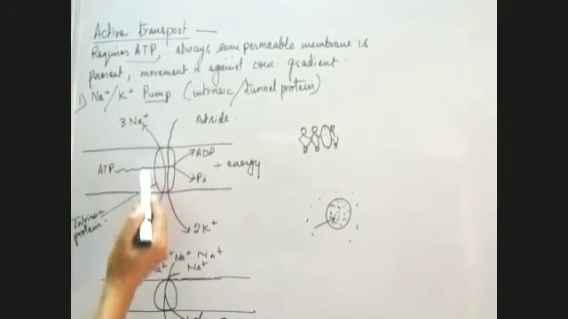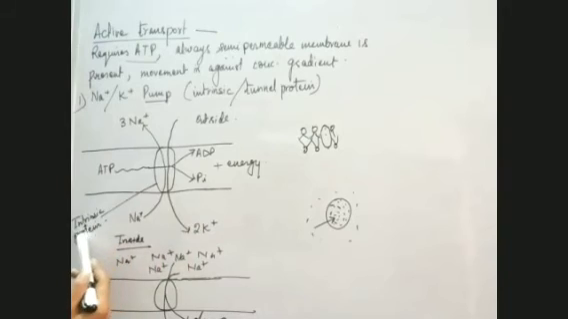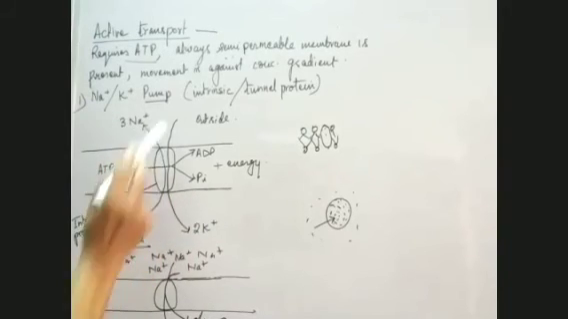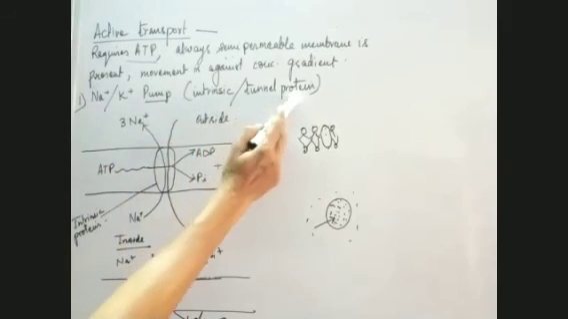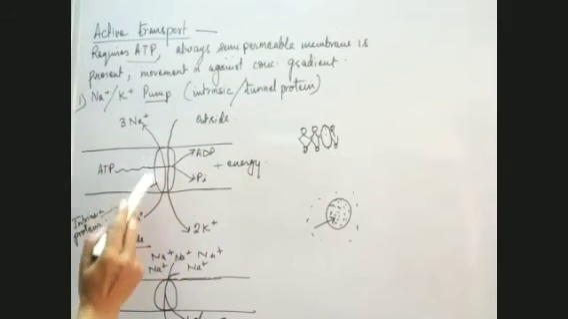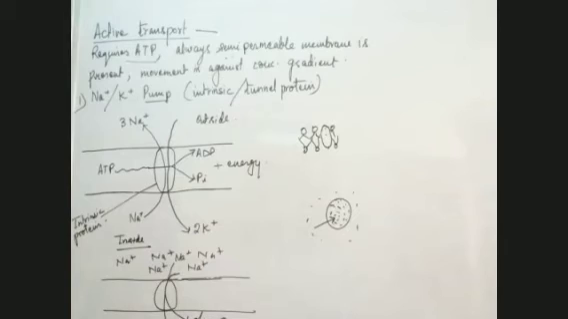The intrinsic protein which I have marked here is helping, because this transport is taking place through this intrinsic or tunnel protein. This is the intrinsic or tunnel protein which is there in the plasma membrane. Now what happens? When 3 sodium go out, the concentration of sodium outside the cell increases.